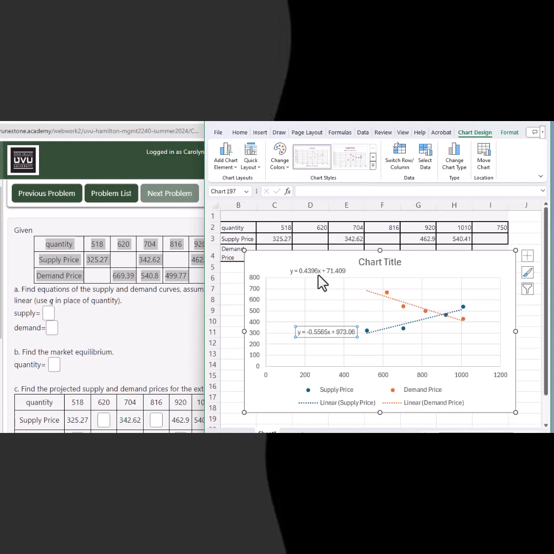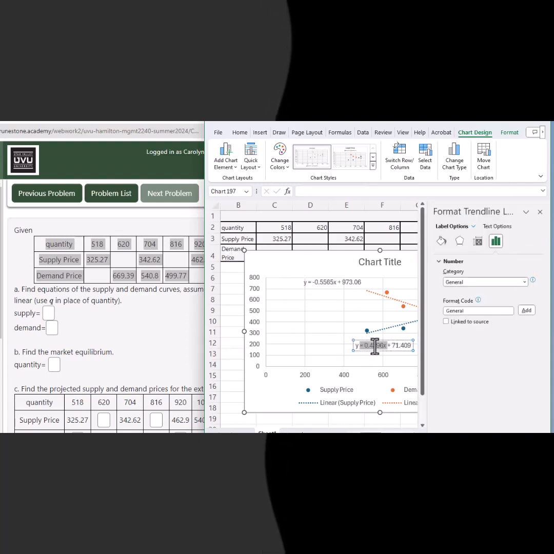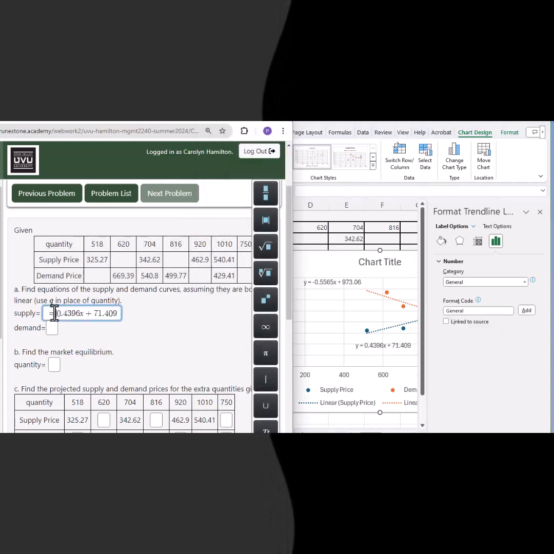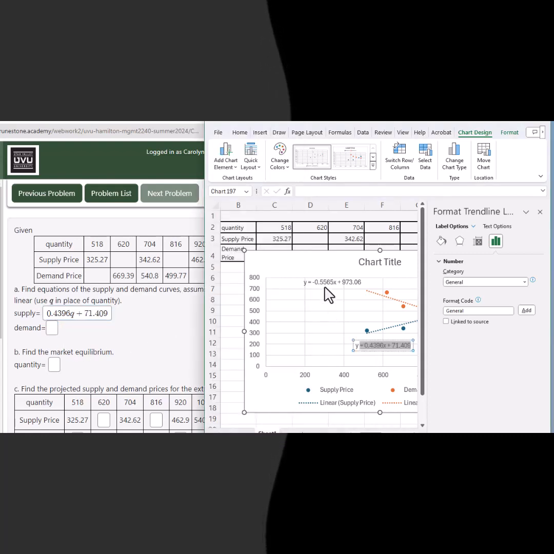So my supply function is this one. That's the positive slope. I'm going to put that one here. There we go. Supply function. Replace the x with a q, replace the x with a q, 0.4396. And the demand function.